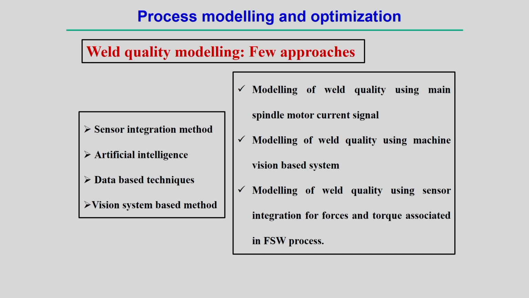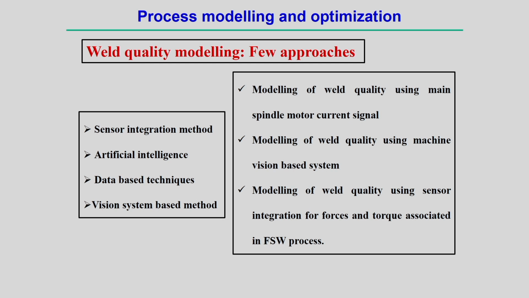So, the sensor integration method means collection of the data and analysis of the data. We can use any artificial intelligence techniques also. We can use several database techniques, that means some statistical methods. We can use the vision system based method, that means we can collect the data based on vision, capture the image as data, and then analyze the data to find some kind of correlation. For example, the modeling of the weld quality using the main spindle motor current signal.